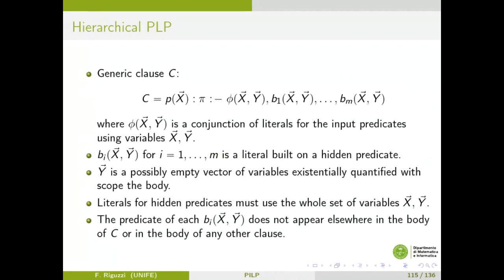So the generic form of a clause is this one. You have a head with a predicate P applied to a tuple of variables, and you have a probabilistic annotation. In the body you have a conjunction of literals for the input predicates that use variables x and y, so the body can have extra variables with respect to the head. Then you have a conjunction of literals for hidden predicates, and each literal must contain all the variables in x and y. So you have clauses whose body is divided in two: input predicates and hidden predicates.